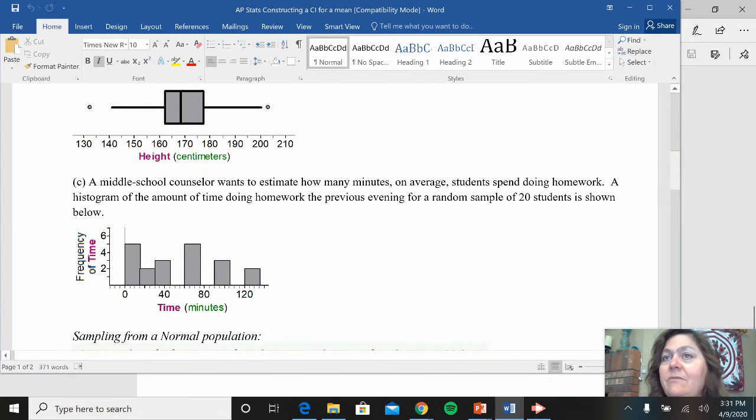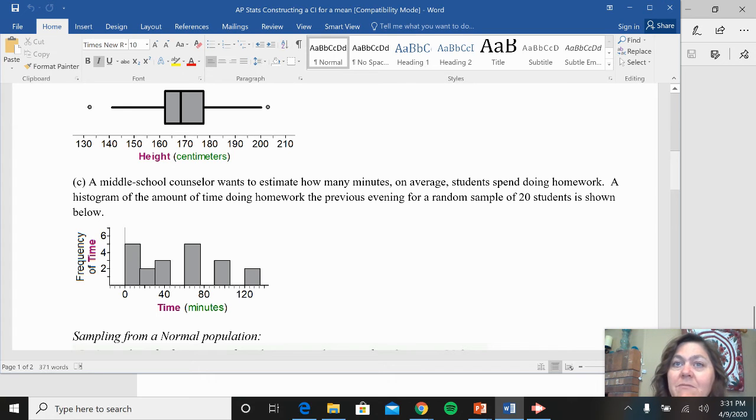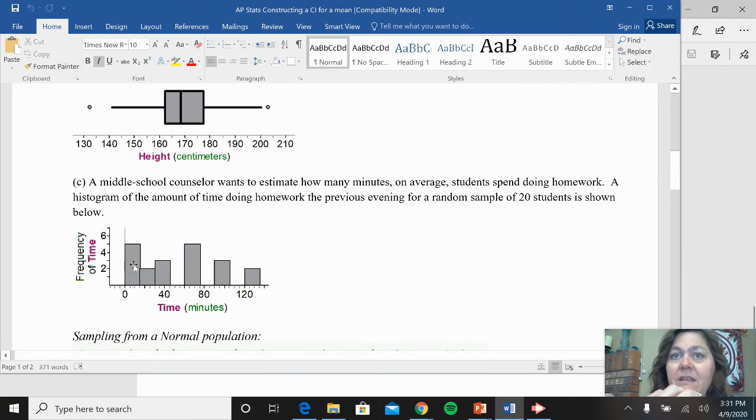Okay, let's go to part C. A middle school counselor wants to estimate how many minutes an average student spends doing homework. So here's your histogram of a random sample of 20. As we look at this one, n is 20. It's less than 30, so I can't use CLT. For the most part, this data set is fairly normal. This right here is a little troublesome, possibly, but overall, its shape is fairly normal.